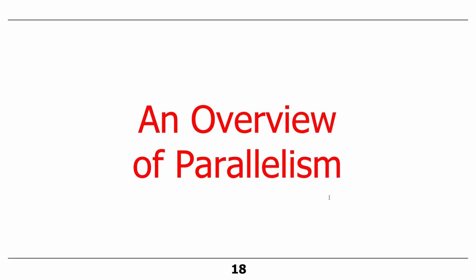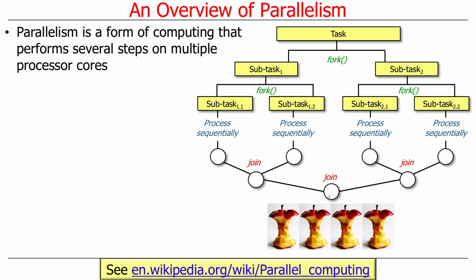The reason why we're not focusing on concurrency is because we're going to be focusing exclusively on parallelism. And it turns out in Java 8, there's some really good support for parallel programming, which makes many of the problems I just talked about disappear as long as you follow a few simple rules. But of course, that raises the question, what the heck is parallelism? Especially, what is parallelism relative to concurrency? So parallelism is a form of computing that performs multiple steps on multiple processor cores.